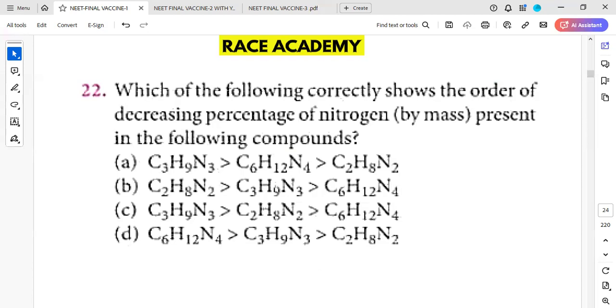Once, I'll show you the percentage by mass calculation for this one. The first formula we have selected is C3H9N3. In this, 3 carbons is 36, plus 9 is 45. Plus 3 nitrogens is 42. 45 plus 42 is 87. So it is 42 by 87 into 100.